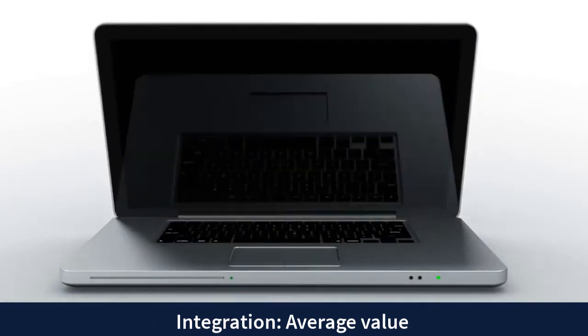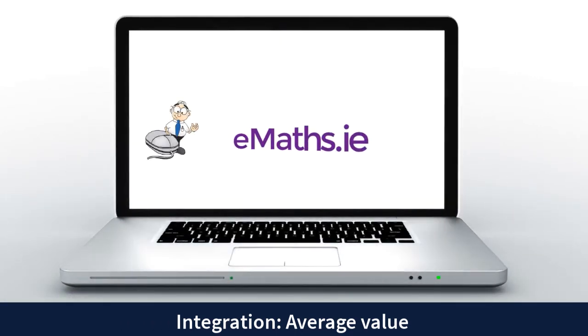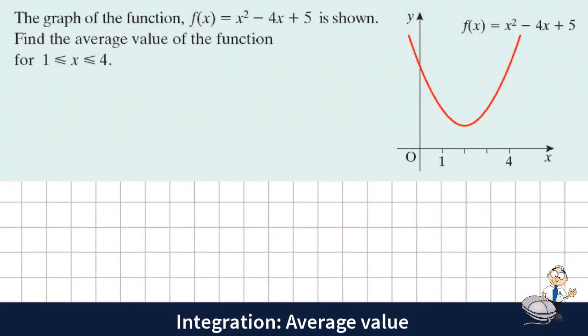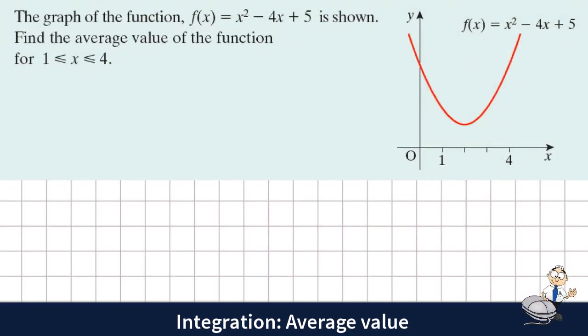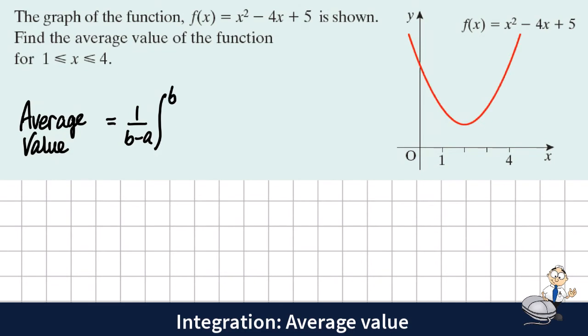Using integration to find the average value of a function. The graph of the function f of x, this quadratic, is shown here. We are asked to find the average value between the limits of 1 and 4. The average value is the area between these limits divided by the difference between the limits.